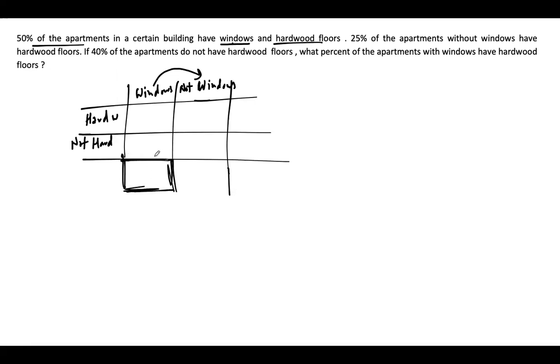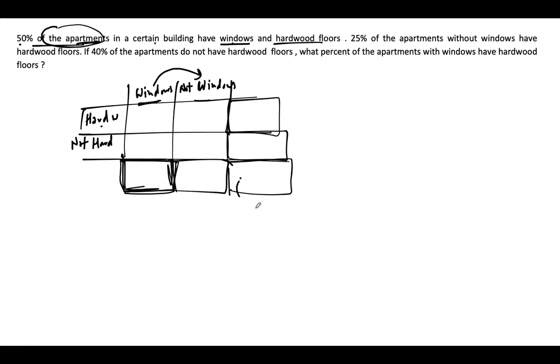Apartments with windows. These are all apartments without windows. Similarly, this is apartments with hardwood floors, and apartments without hardwood flooring. Now 50% of the apartments in a certain building. The total comes here, and these are the total number of apartments. Just to explain the concept, I'm assuming 50% of the apartments, I do not know the value.